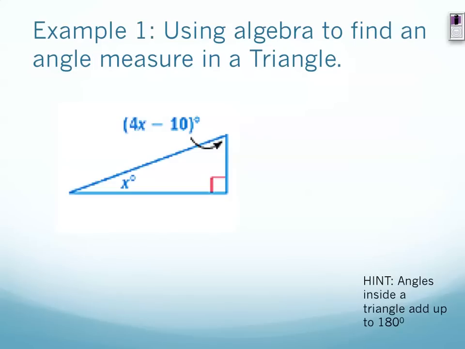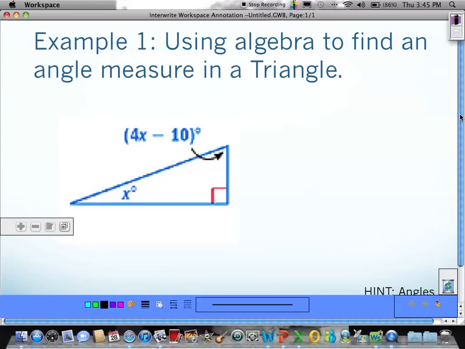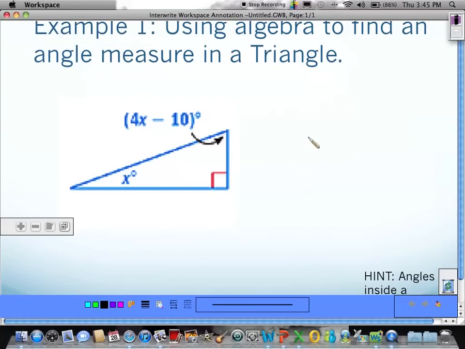All right, the first example is using algebra to find an angle measure in a triangle. Now, we've been reviewing triangles, and we know that the interior angles of a triangle are going to add up to 180 degrees. Well, here I have two angles that are unknown. I don't know what those angles are. So what I'm going to do is set up an equation in order to find the missing angles. Now there's going to be two parts to this.